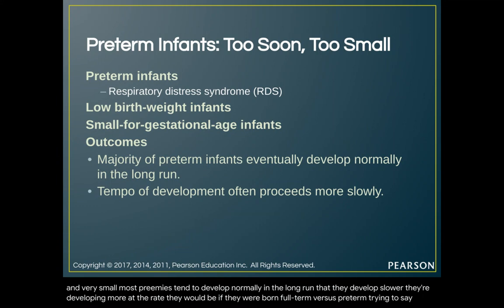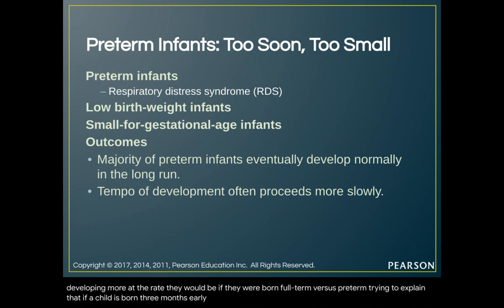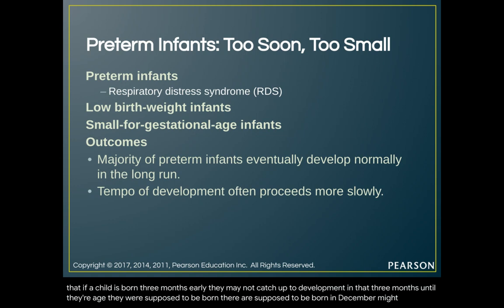So trying to explain that. If a child is born 3 months early, they may not catch up to development in that 3 months until the age they were supposed to be born. If they were supposed to be born in December, you might start to see development in December, not the 3 months prior.